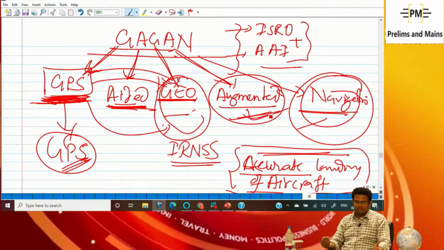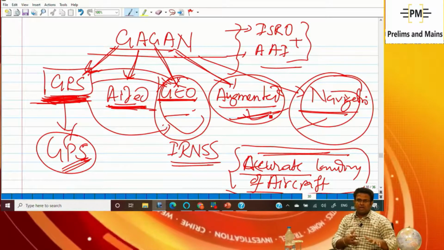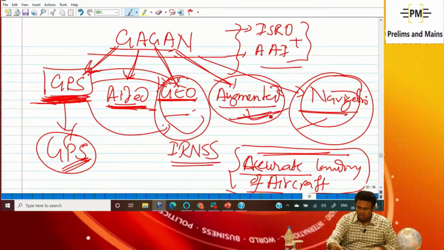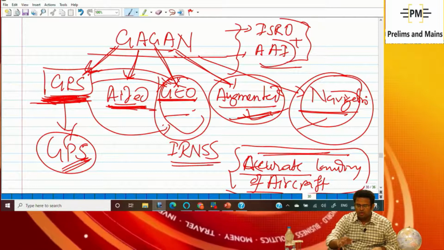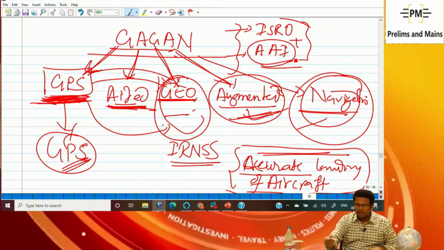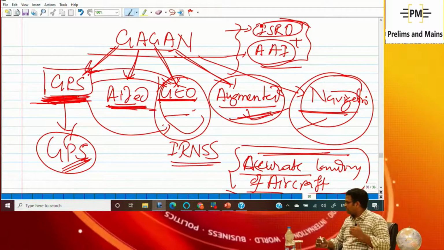Better means augmented navigation. And which navigation? In the better, accurate landing of aircraft. And who is doing it? If we are talking about aircraft, it means the Airport Authority of India will come. And if it is a satellite, with the help of satellite, ISRO will be there. Gagan is this.